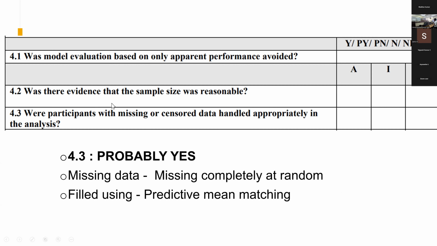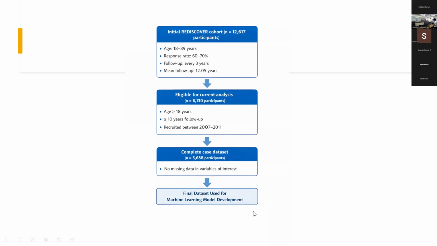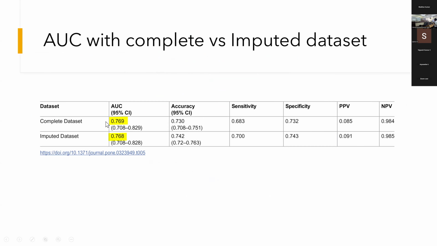And was there sample size, we have already covered in the previous question. And for the third question, whether the participants with missing or censored data were handled appropriately, I have again given a probable yes to this question because they had done AUC analysis using both the complete data set, which had the missing variables, and the imputed data set, wherein they used multiple imputation methods to cover for the missing variables. They had attained almost similar AUC curves for both of these.